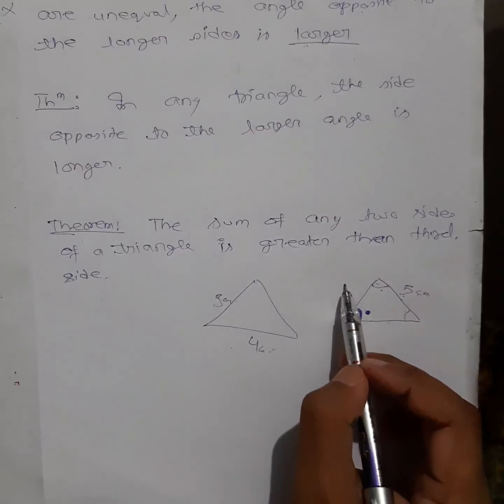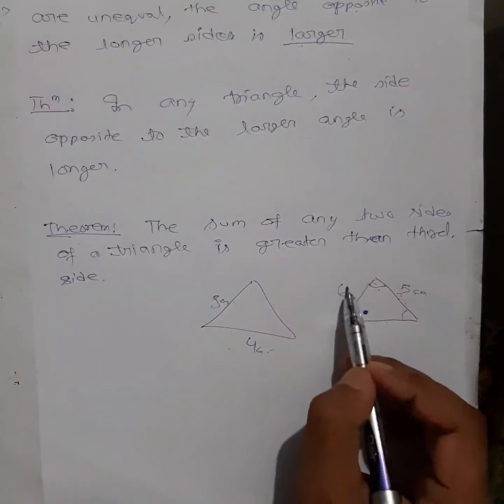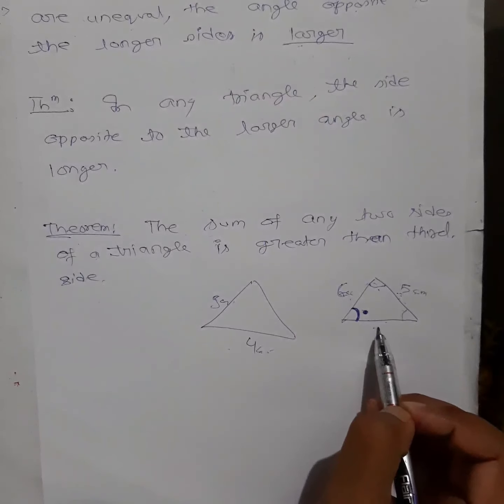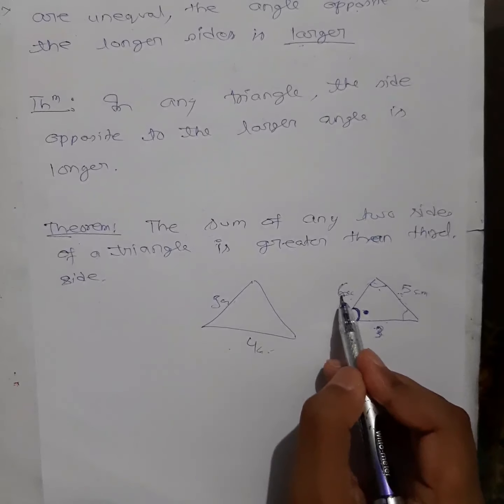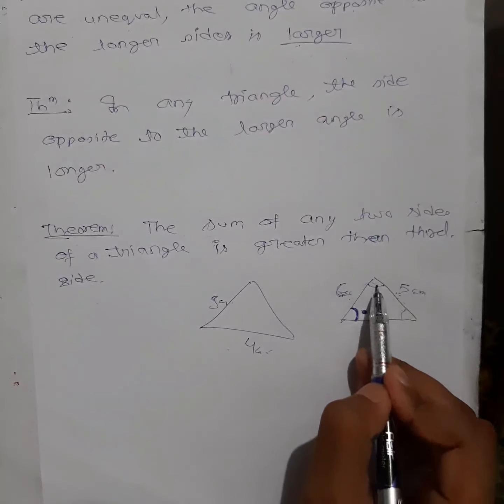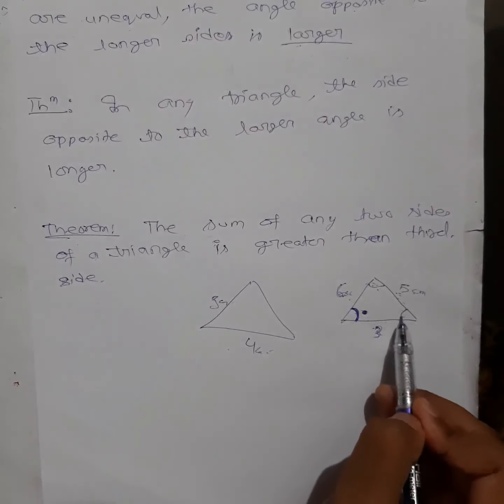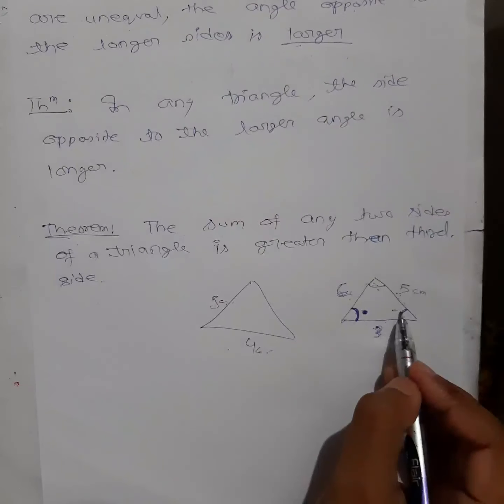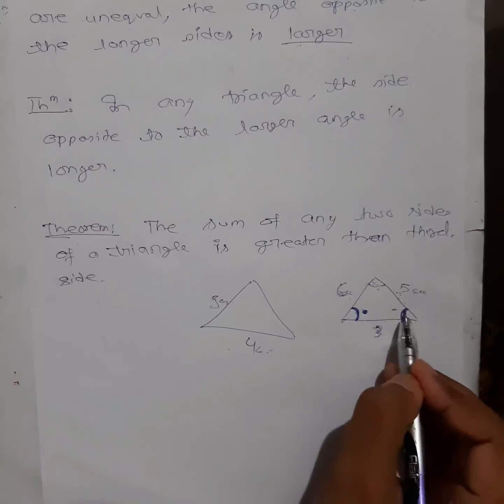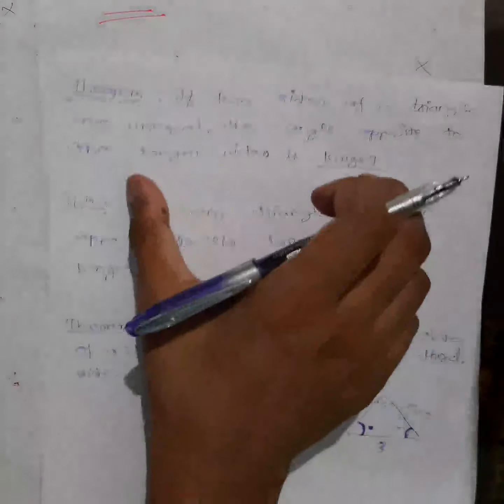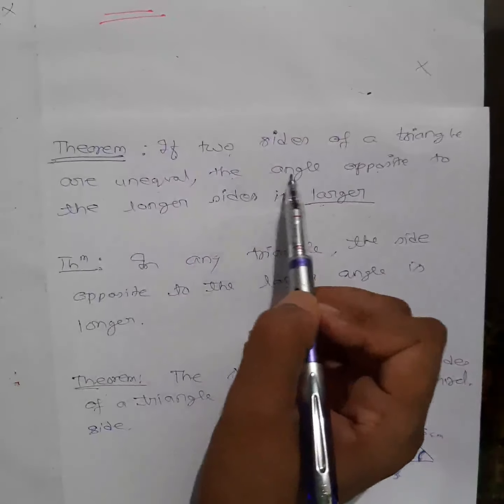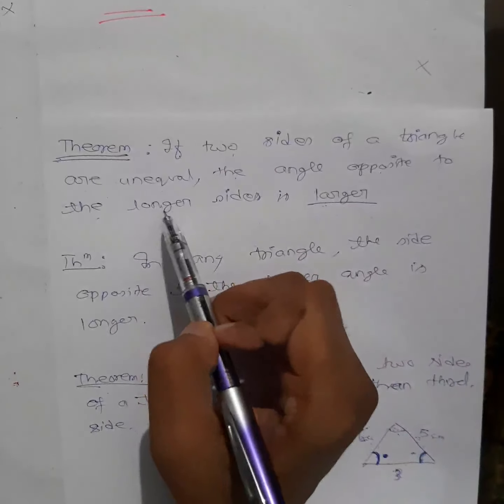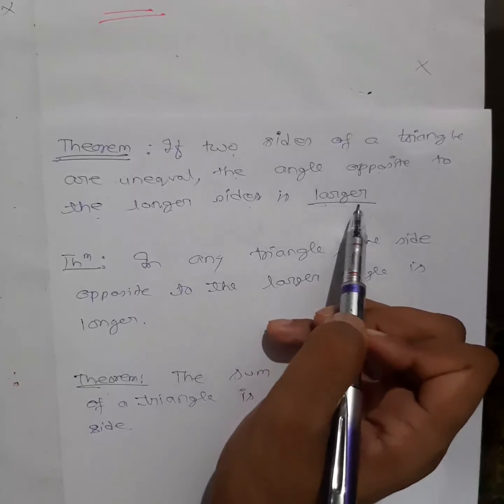Now if this is the largest side, suppose this is 6 centimeter, the longest side, and this is 2 centimeter or 3 centimeter, suppose. If this is the longest side, then what will happen? In this triangle, this angle will be the larger one. That's what the theorem statement means: if two sides of a triangle are unequal, the angle opposite to the longer side is larger.